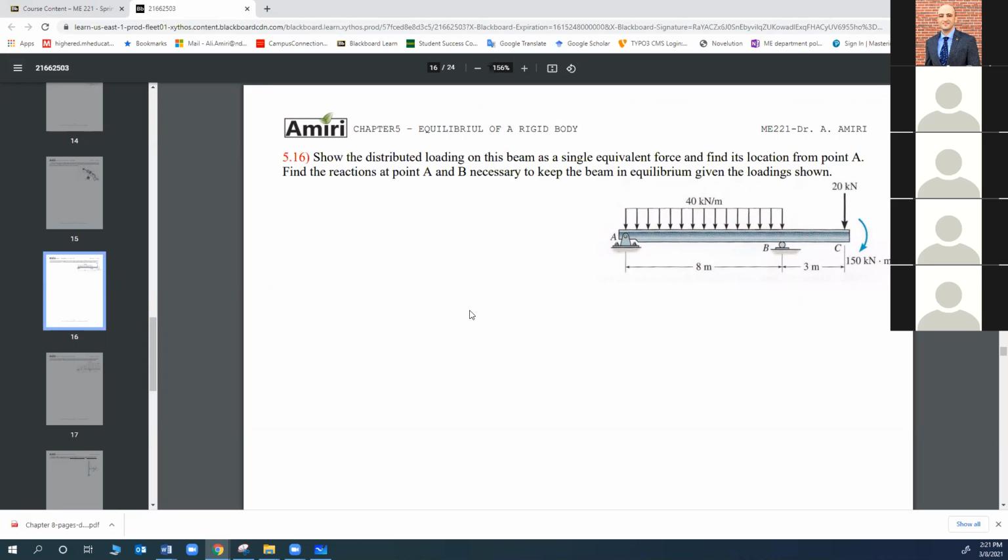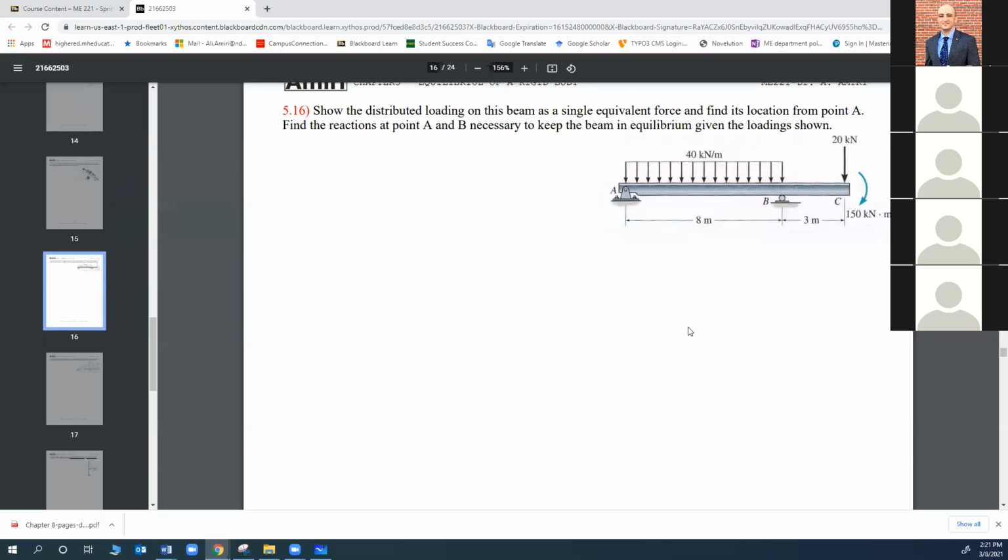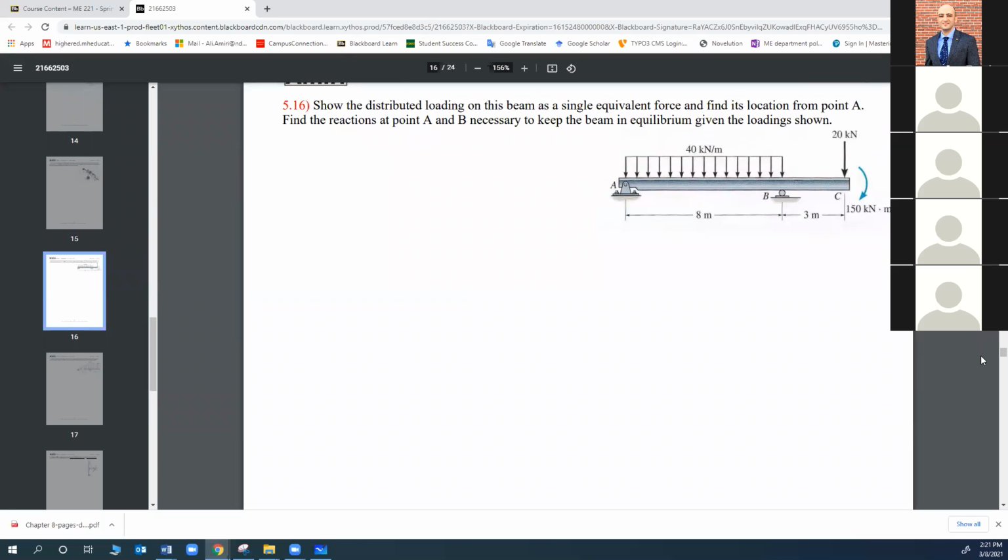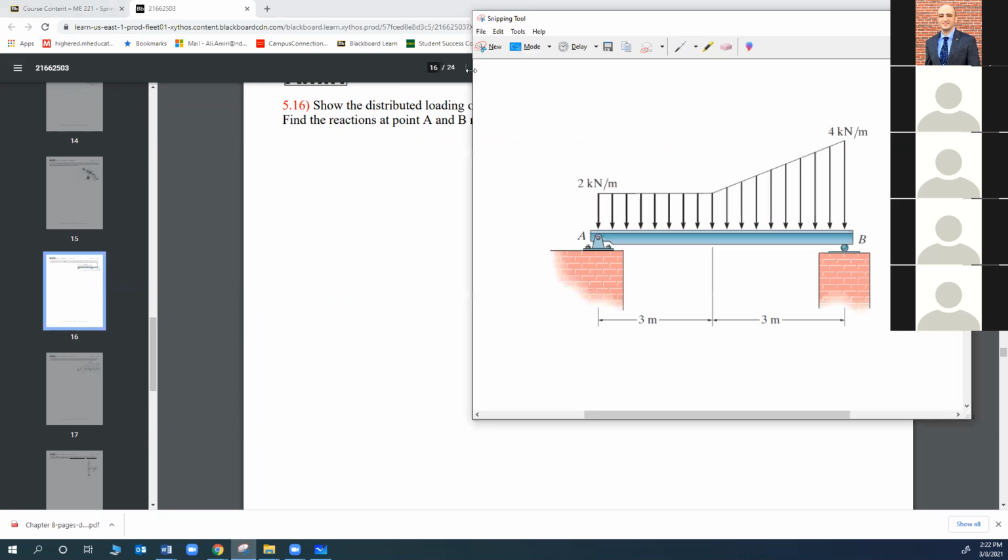All right. So let's see. The first thing I do is get rid of that distributed load. You know what? Let's bring this one to the whiteboard too.